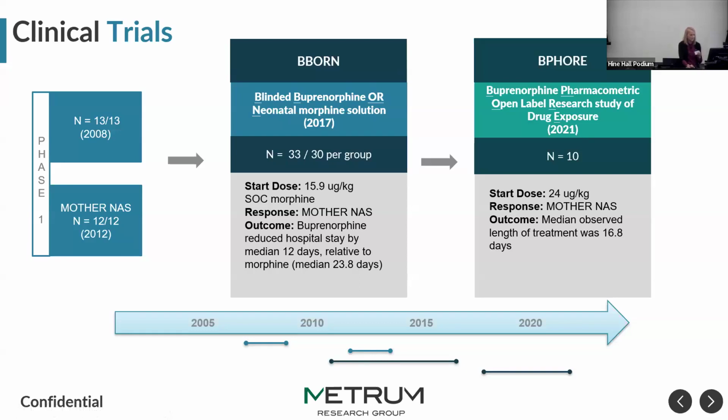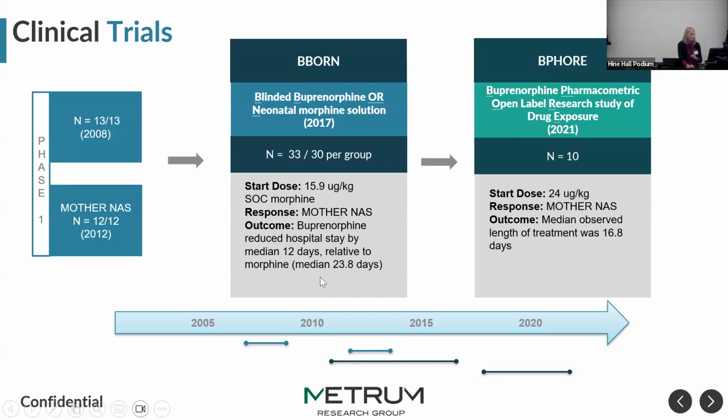They used a starting dose of about 16 microgram per kg. The response endpoint was this mother NAS score, and I'll talk a little bit more about what that is in a couple slides. But that's what we're going to use for our PD model ultimately. And then the outcome of this study was that buprenorphine reduced hospital stays on average by 12 days, which was pretty remarkable relative to morphine.